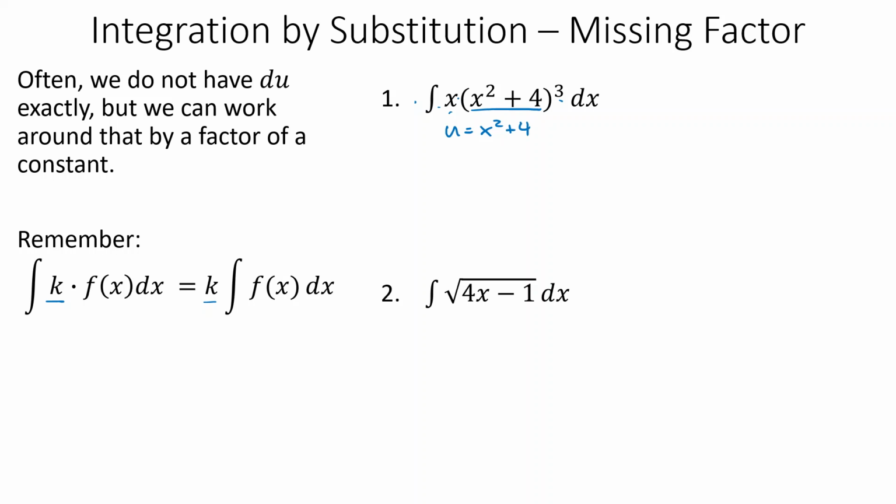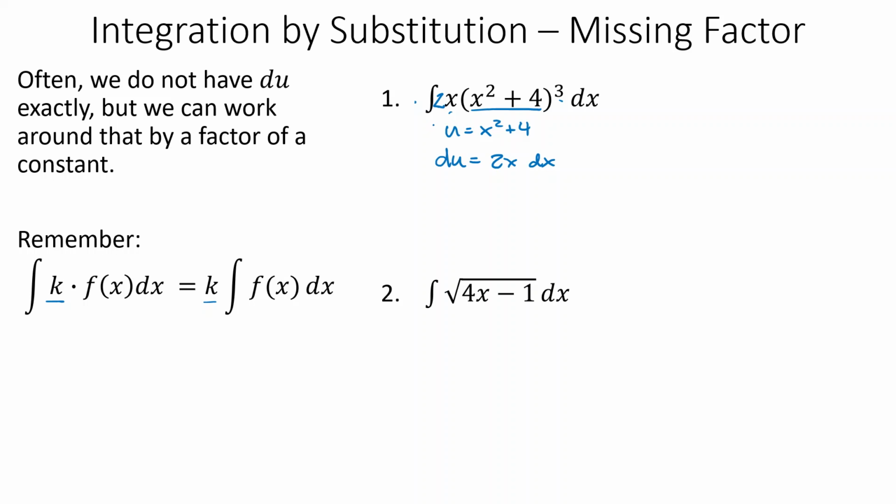All right, we could just cube this out and then distribute the x and then integrate it, but that's going to be a lot more work than substitution. So then our derivative du is 2x times dx. Well, we've got an x. We're missing the 2. So what we do is we say, okay, well, let's give it a 2.